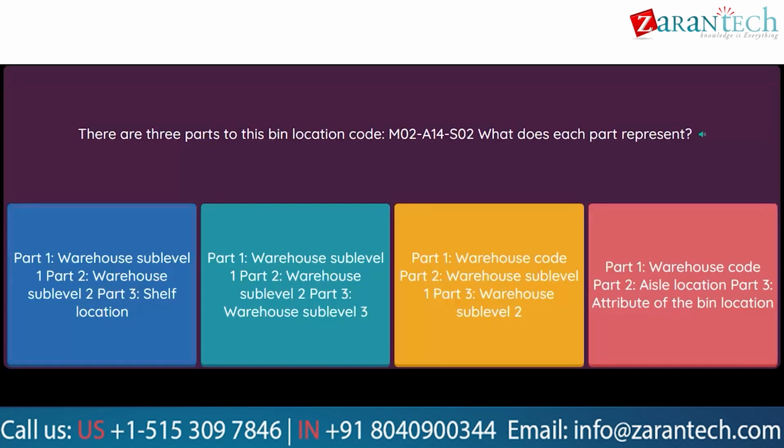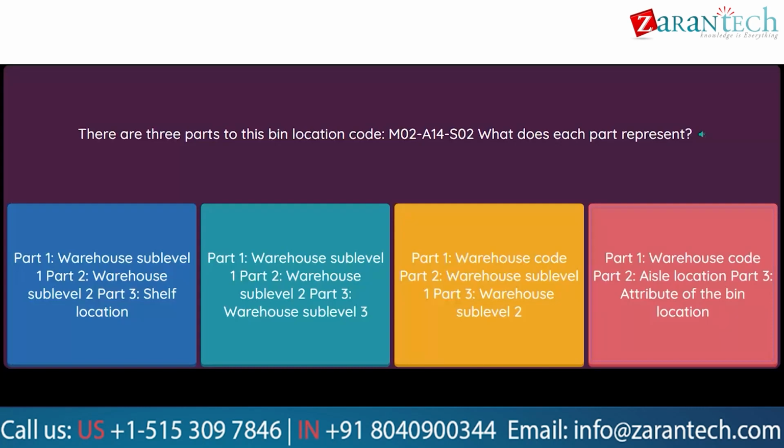Option 1, Part 1, Warehouse Sublevel 1, Part 2, Warehouse Sublevel 2, Part 3, Shelf Location. Option 2, Part 1, Warehouse Sublevel 1, Part 2, Warehouse Sublevel 2, Part 3, Warehouse Sublevel 3. Option 3, Part 1, Warehouse Code, Part 2, Warehouse Sublevel 1, Part 3, Warehouse Sublevel 2. Option 4, Part 1, Warehouse Code, Part 2, Aisle Location, Part 3, Attribute of the bin location.